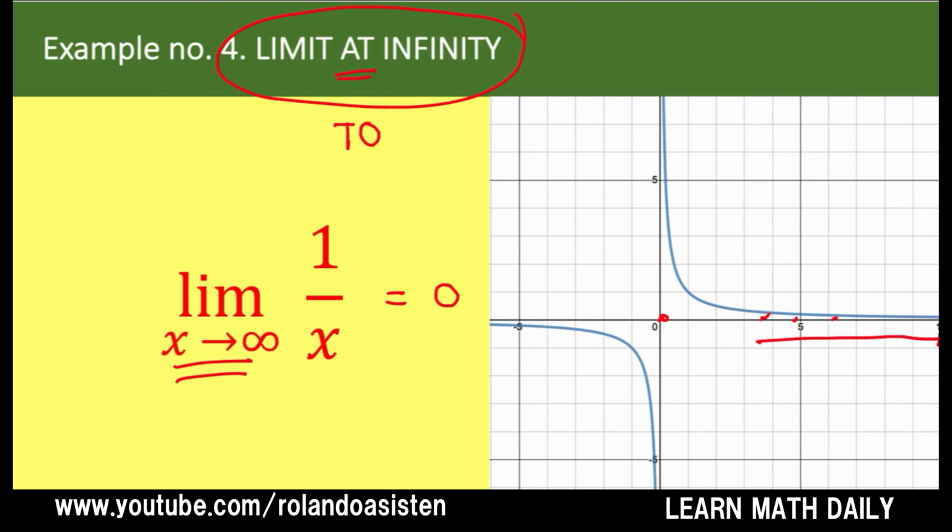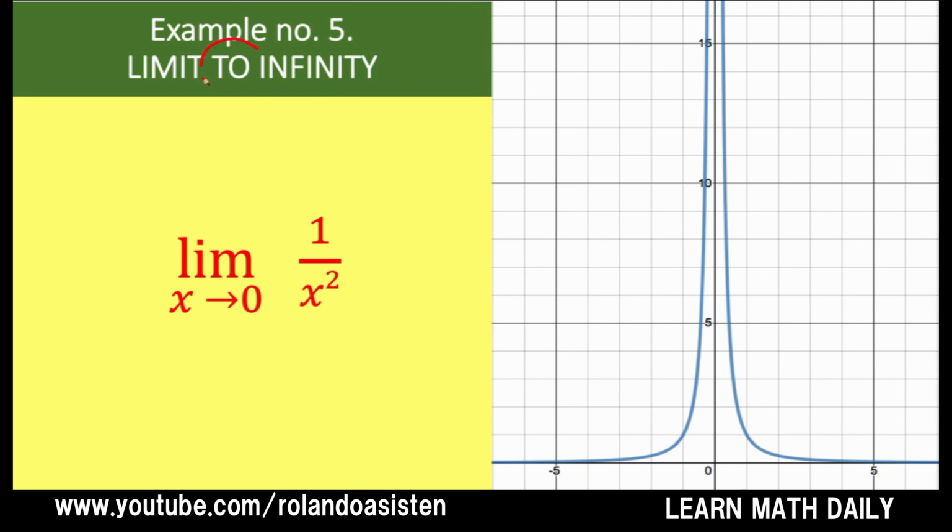Let's take a look at an example. So we have here limit to infinity. What is the limit of the function 1 over x squared as x approaches 0? So we are going to look at both the left hand and the right hand limits here. If we're going to look at the left hand limit as x approaches 0 from the left, what is the limiting y value? Notice that the y value gets larger and larger. And we now say that the limit at the left is positive infinity.